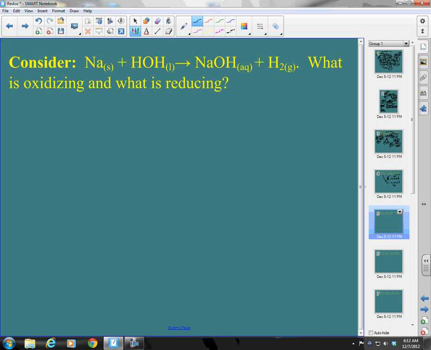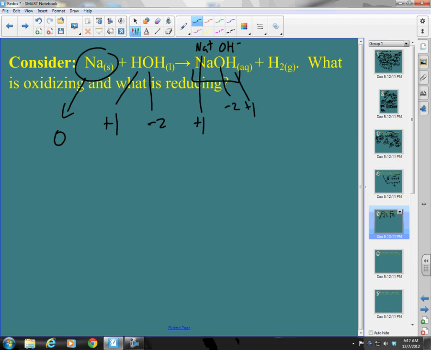Well, we start off here with sodium. Sodium here is an element. That means its oxidation state is 0. Oxygen is -2. My hydrogens are +1. Now I have an ionic compound here. So that means I have an ion formed between Na plus and OH minus. So what is the oxidation state of Na plus? +1. My oxygen is -2. My hydrogen is +1. Here, what do I have? That's a diatomic element, meaning it is 0.